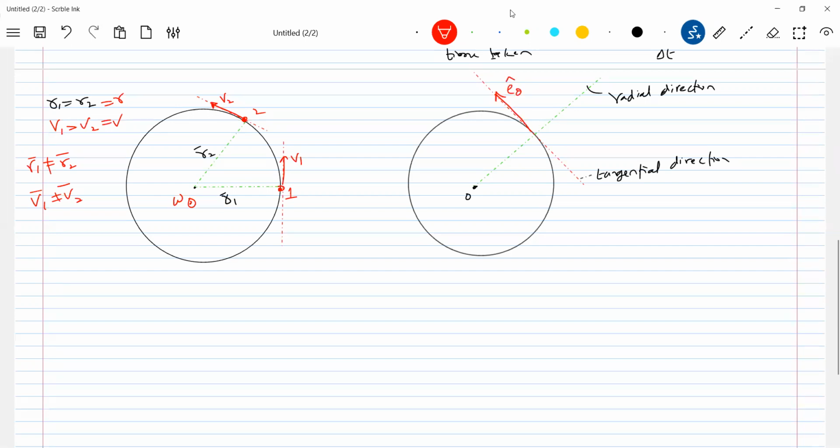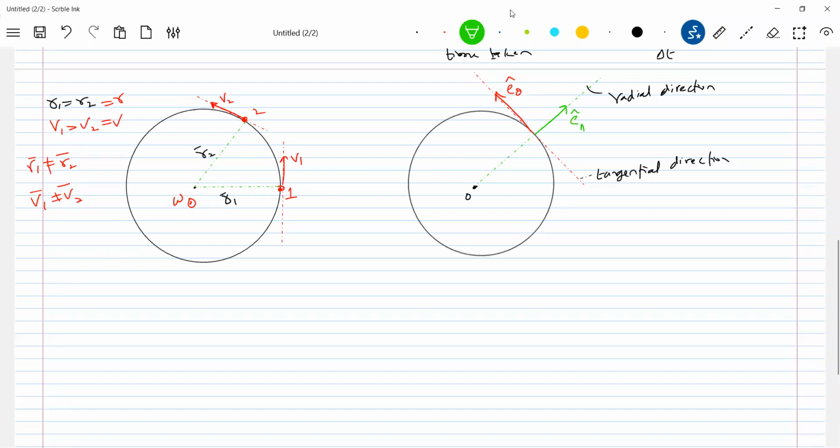Then the unit vector directed along the radial direction will be e r cap. In the books, they call this normal, e n cap, normal to the tangent. And for this they took t instead of theta. So any of the symbols we can put here.